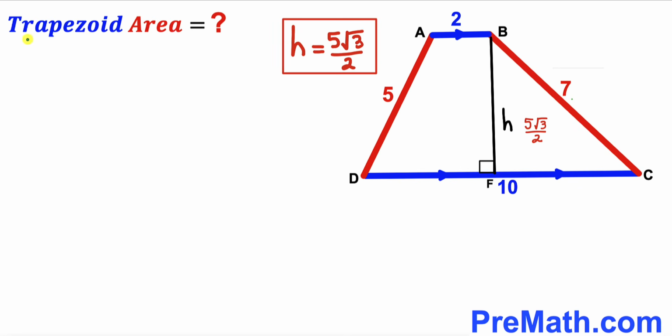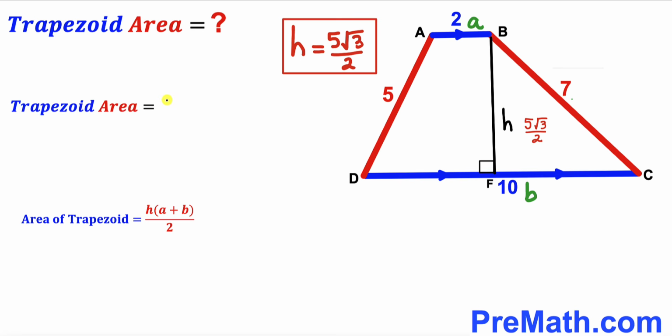And here's our final step. Now we are going to calculate the area of this trapezoid ABCD. Let's recall once again the area of a trapezoid formula: area is equal to the height h times the sum of the bases a and b all over 2. Here our base a is 2, base b is 10, and the height h is 5 times square root of 3 divided by 2. So our trapezoid area is going to be a half times 5 times square root of 3 divided by 2, times a value 2 plus b value 10.